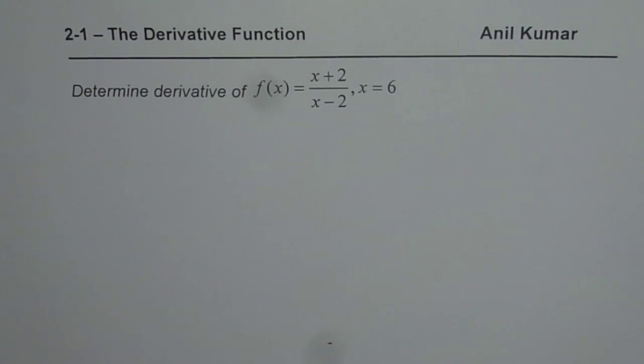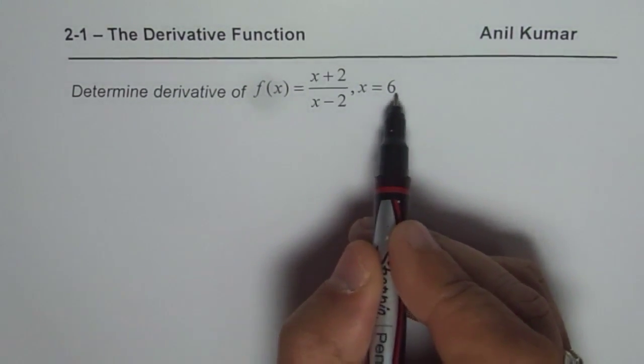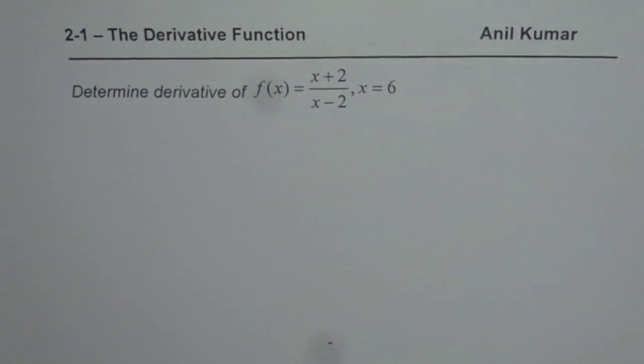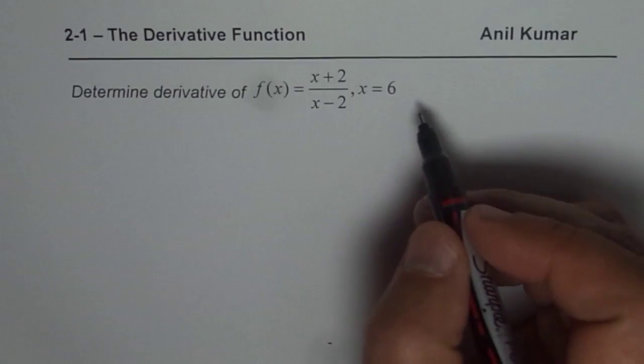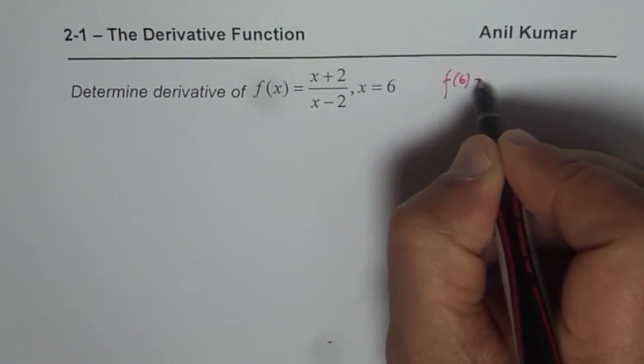The question is, determine the derivative of f of x equals x plus 2 divided by x minus 2 at x equals 6. In this particular case, I will follow a slightly different method. What we will do is, first we'll find the value of the function at 6. So what is f of 6 equal to?